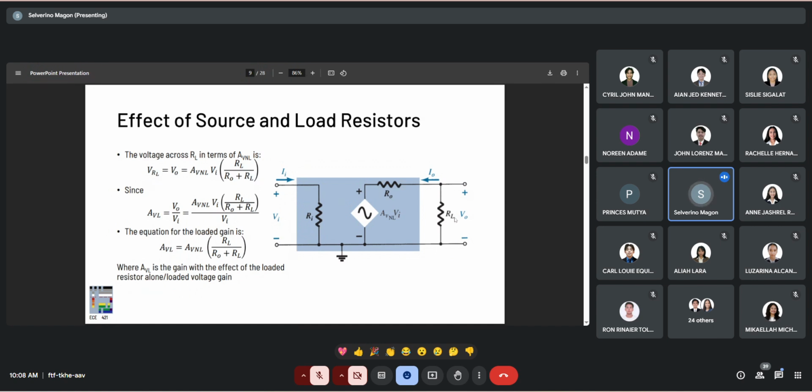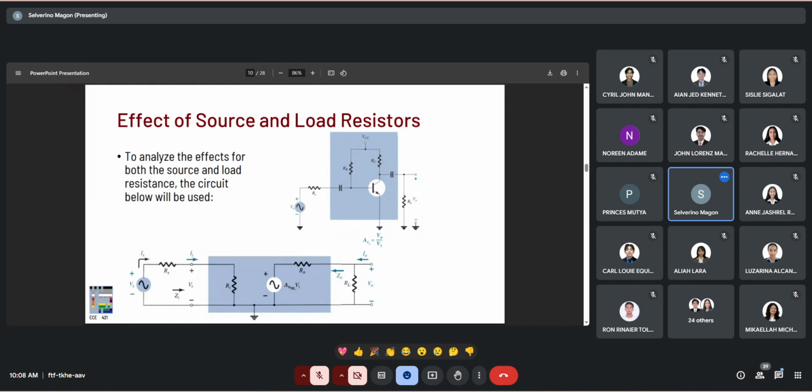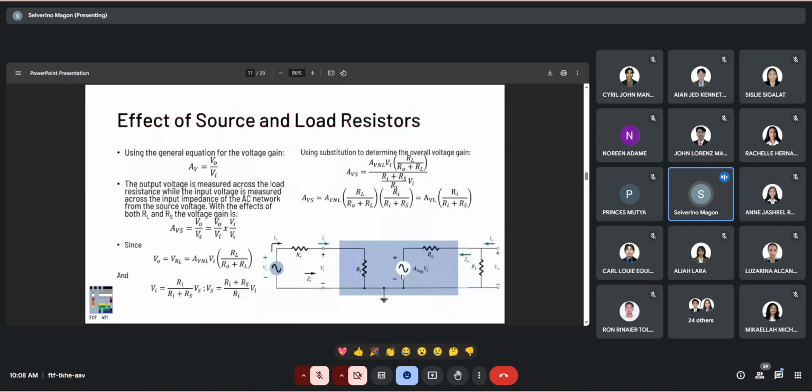Or RL is significantly large, that it will sort of shadow the effect of RO. Okay, so to analyze the effects of both source and load resistance, we go back to the two-pin input-output model, no? And then perform separate loop analysis for the input loop and the output loop using the general equation for the voltage gain, AV is equal to VO over VI.